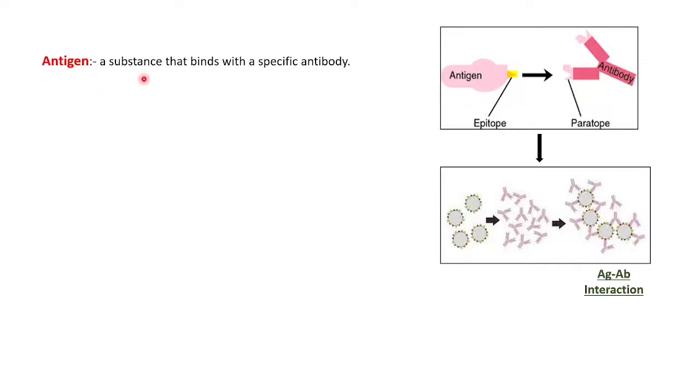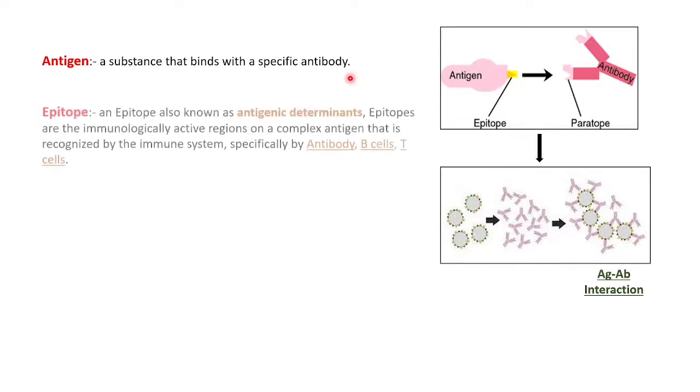Antigen is a substance that binds with a specific antibody. The antigenic substance may be bacteria, a pathogen, anything. So antigen is a substance that binds with a specific antibody.